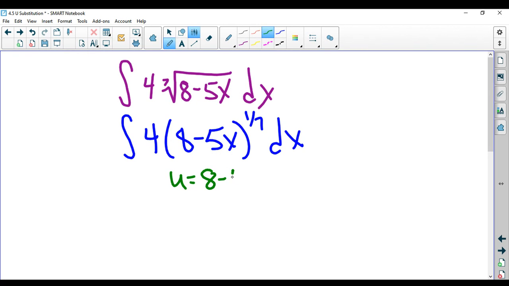And then the next step, and if you haven't figured this out yet, I should stress it, is after you make a u, you always, always, always have to figure out what du is. So when you choose what u is, write du. And then du is whatever the derivative of u is, and in this case it's just a -5. And then you have to write on the end of that dx.